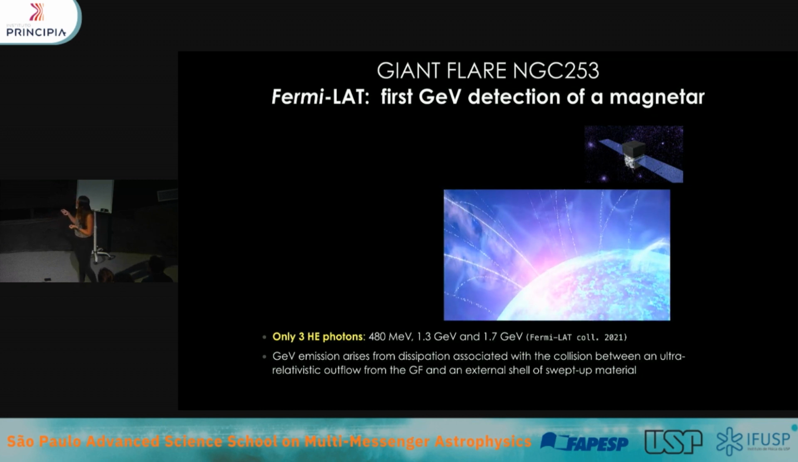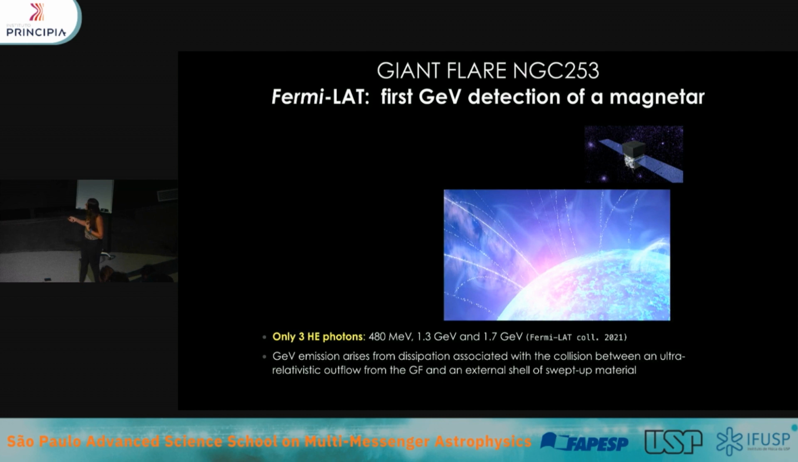480 megaelectron volts, 1.3 gigaelectron volts, and 1.7 gigaelectron volts. It looks like nothing, but it's actually a lot. This is telling us that indeed, giant flares can accelerate gamma rays. And this was in another galaxy, so if you get a galactic magnetar having a giant flare, you might be able to detect it at even higher energies.